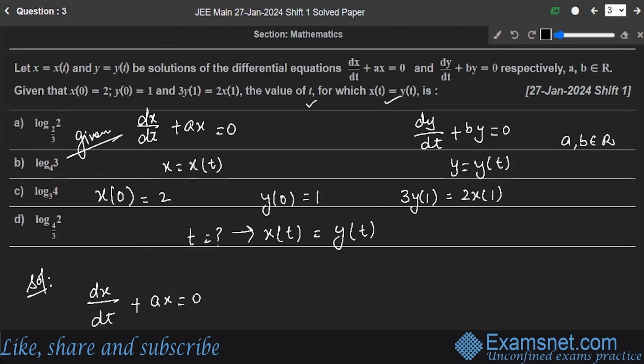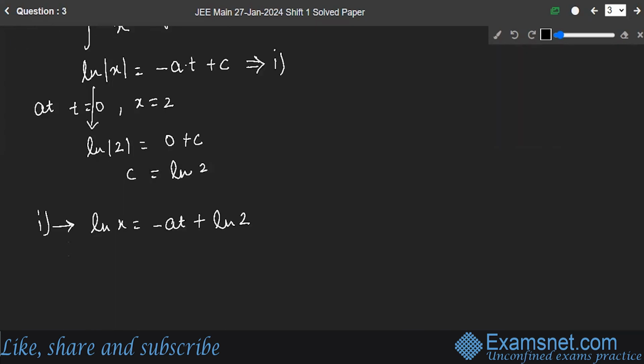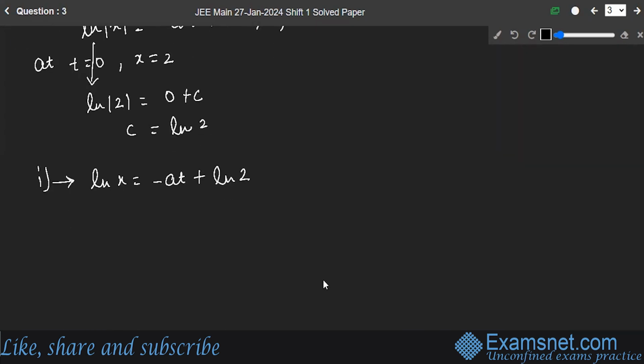Also, you have one more thing. Let's write it like this. So here you have natural log x minus natural log 2, this is equal to minus at. Or you will have a log.